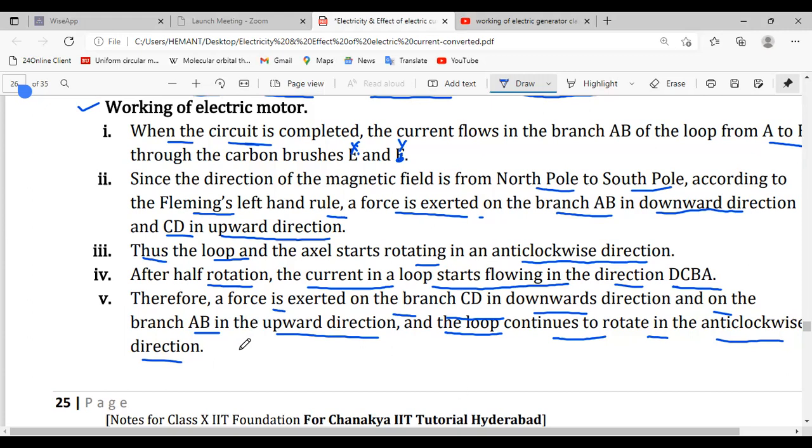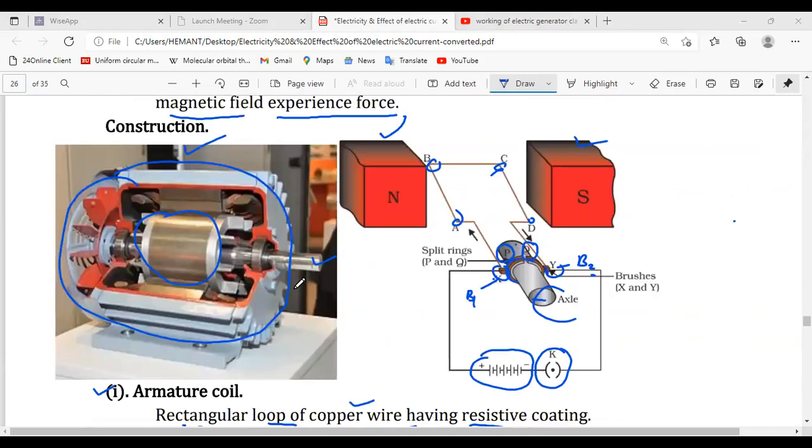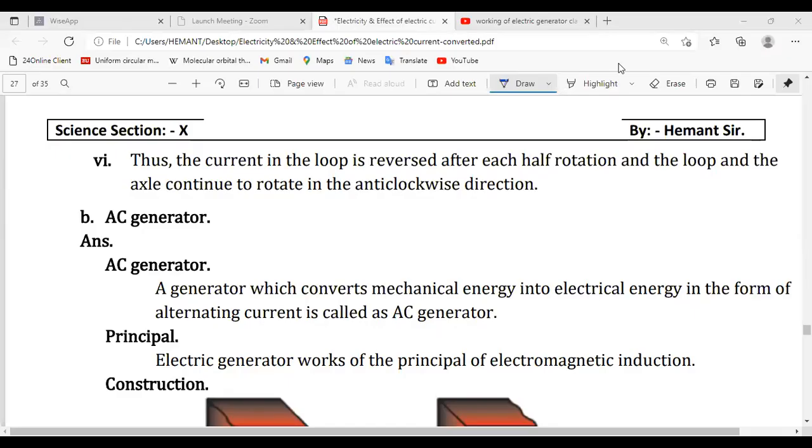And that rotation can be used for different purposes. So this is the way an electric motor works. Thus, the current in the loop is reversed after each half rotation, and the loop on the axle continues to rotate in the anti-clockwise direction, and that rotation can be used for many other purposes. Okay, everyone, any doubt here?